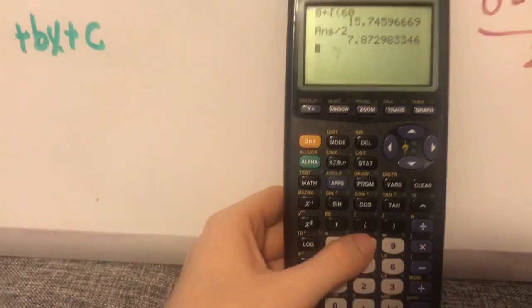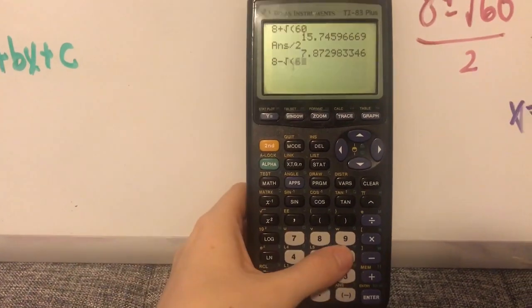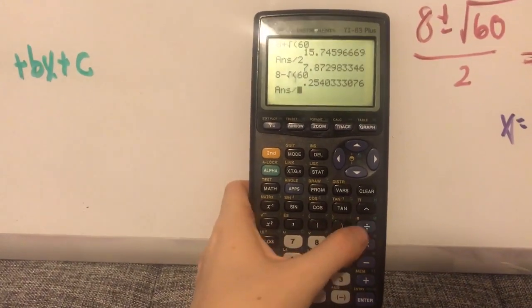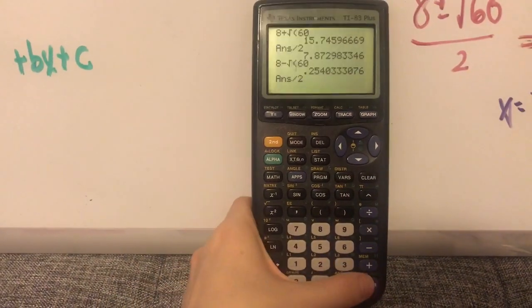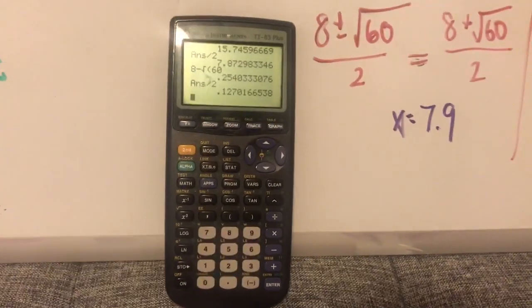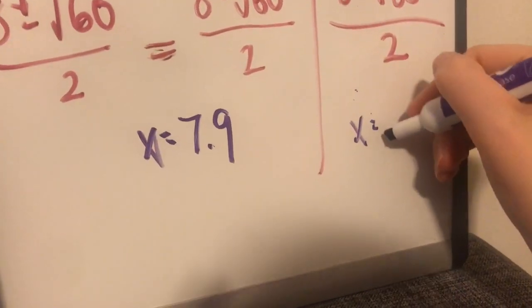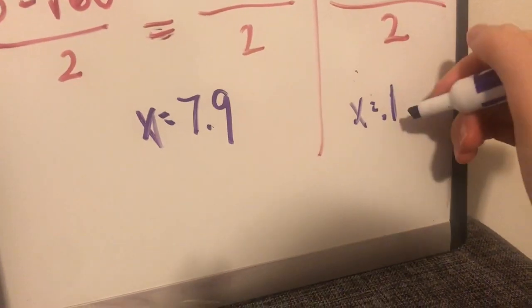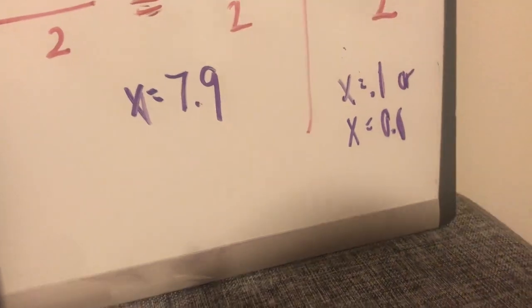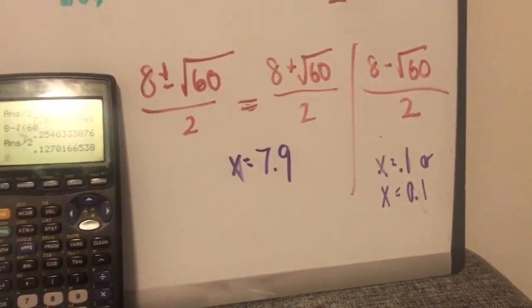And I'm doing the same exact thing now, but focusing in on a subtraction sign in between that 8. So I'm going to do 8 minus the square root of 60. And then I'm dividing that whole thing by 2. Again, rounded to the nearest tenth. So that's going to give me x equals 0.1. That should be a 1, sorry. And those are your solutions.